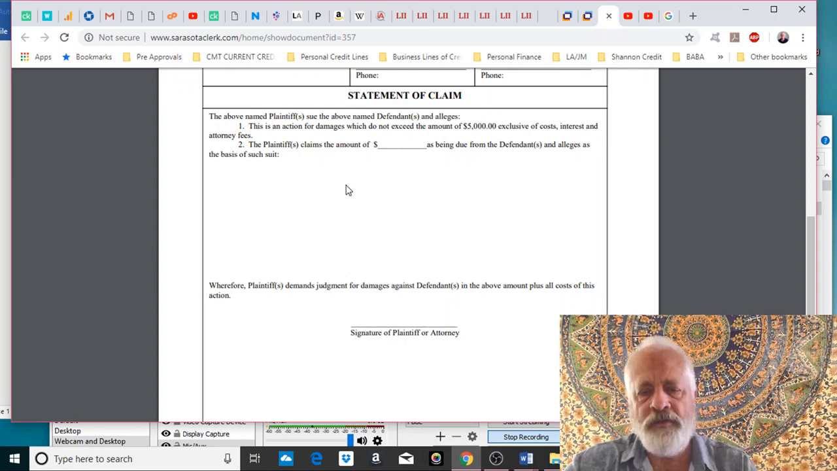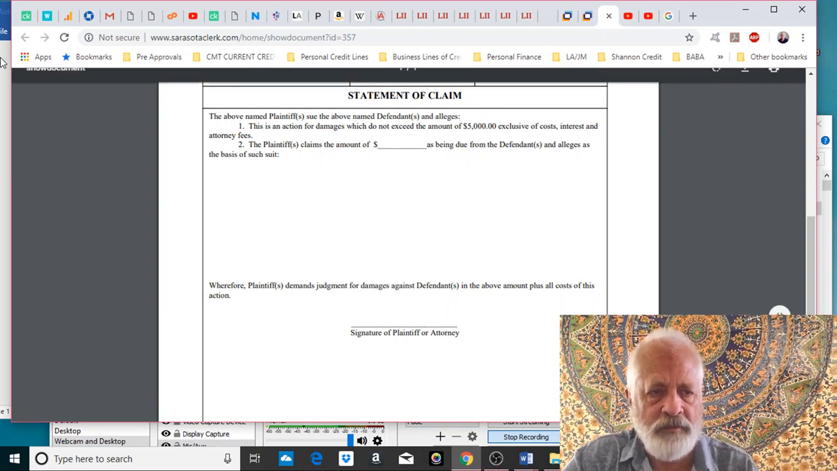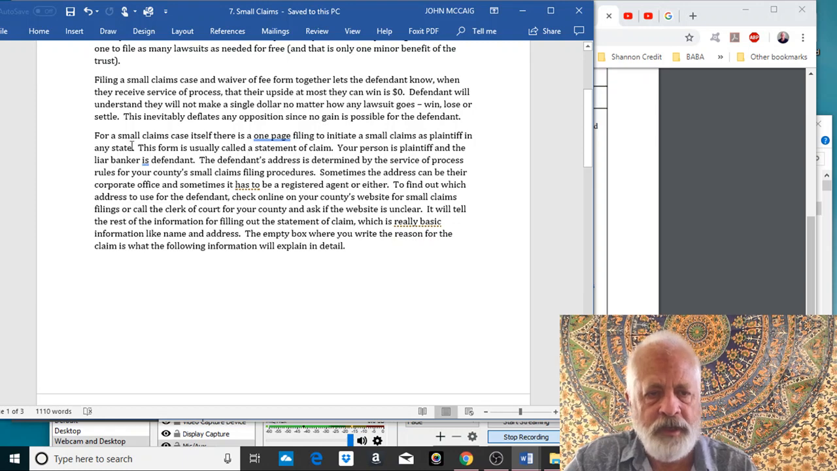Anyway, this is the form. It's a super simple form. It's slightly different in every state. Okay, let's go back with this. It's a one-page filing to initiate a small claim, and it says plaintiff in any state. This form is usually called a statement of claim. Your person is the plaintiff and the liar banker is the defendant.